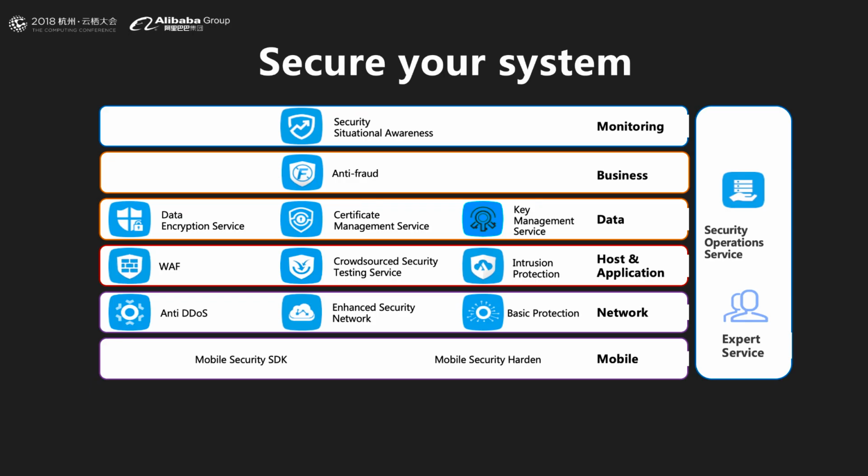And to ensure your business system can run safely on Alibaba Cloud, we have tens of security services categorized on different security protection levels. For example, based on the data security levels, we have products including the key management service, the certification management service, as well as the data encryption service. And also look at the network level security protection. We have the anti-DDoS service and the WAF, the web application firewall service, that we can offer customers. And also we have the security operation service and the security expert services for your choice.